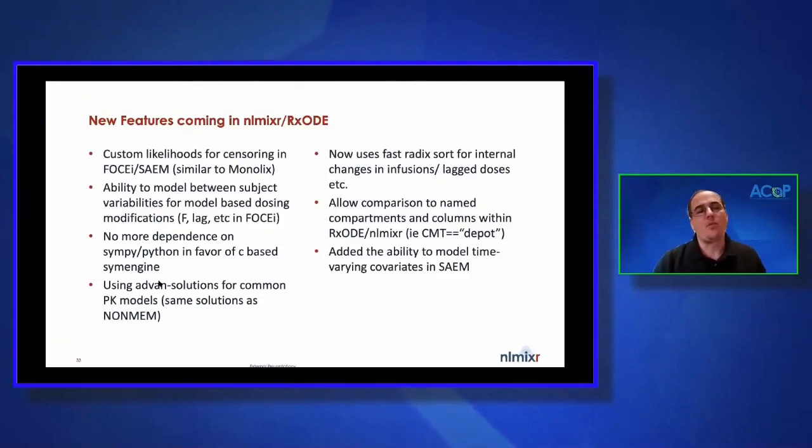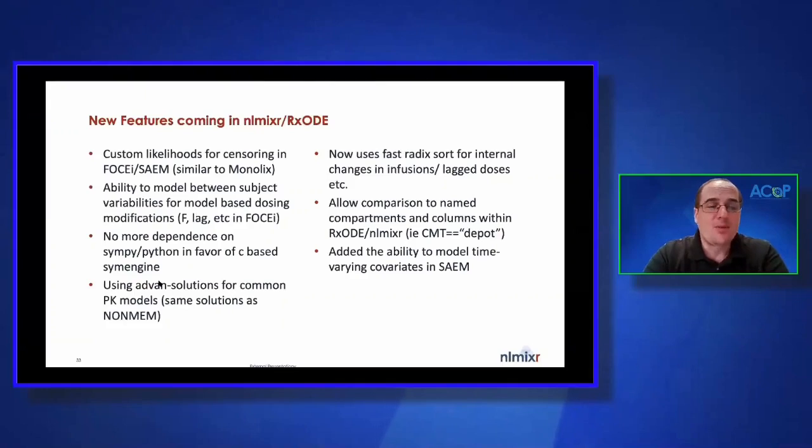So you have censoring support, similar to what they have in Monolix. They have a censoring column and a limit column, and it tells you whether or not your observations are below the limit of quantitation or above the limit of quantitation. We also have the ability to model between subject variabilities for model-based dosing in features like F and lag time.